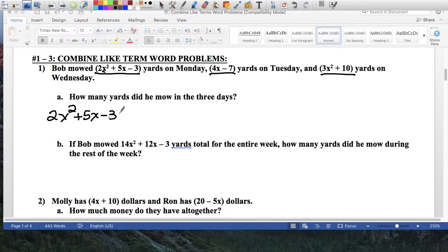Now, because it's addition, I'm still going to put it in parentheses just to make it a habit. 4x minus 7 plus, and the last day is 3x minus 2. So each expression here in parentheses represents one of the days. Monday here, Tuesday here, and Wednesday here.